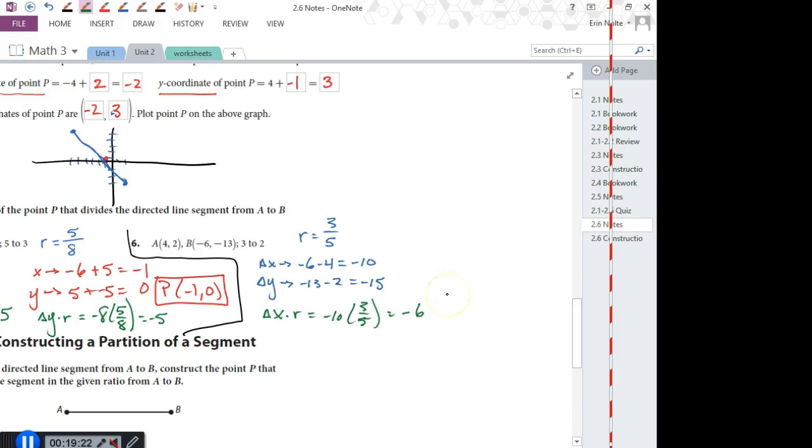How do you get the ratio? Ratio, so see how I have 3 to 2? The 3 is the top number, and the bottom one, you just add the two numbers together.